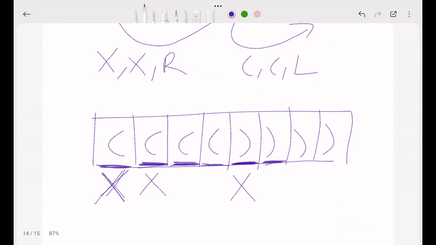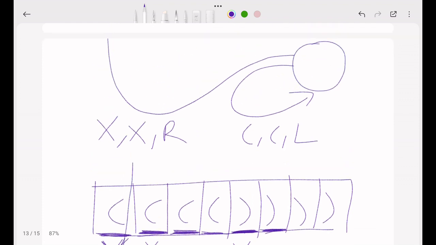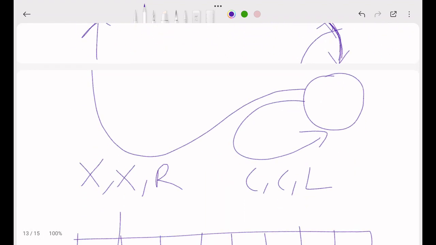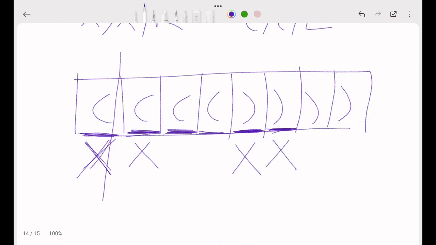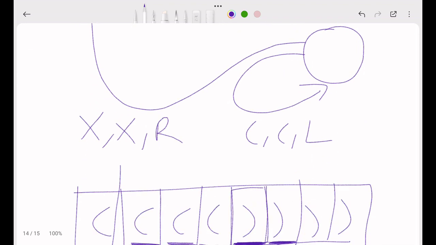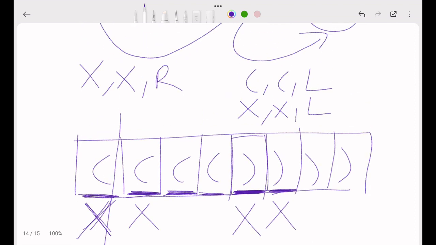Now I am here. Whenever this symbol is coming, this is replaced by x and move left, this replaced by x and move left. Whenever I go to the left side, my left side is x. Now again I will write here: x replaced by x and move left. Now I am here. See here, this replaced by this and move left, again this replaced by this and move left.